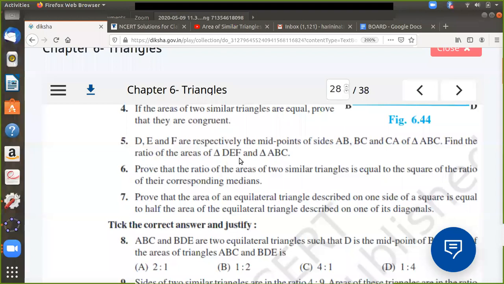I have given you one clue there, work on it. Prove that the ratio of the areas of two similar triangles is equal to the square of the ratio of their corresponding medians. So now you have to talk about the medians. So apart from the squares of the ratios of their sides, how will you bring the medians into picture? Medians means like we have done a problem yesterday. You should have to work in that angle.